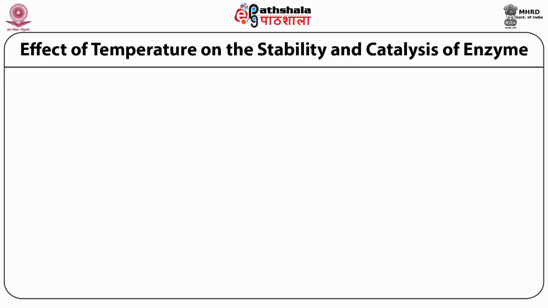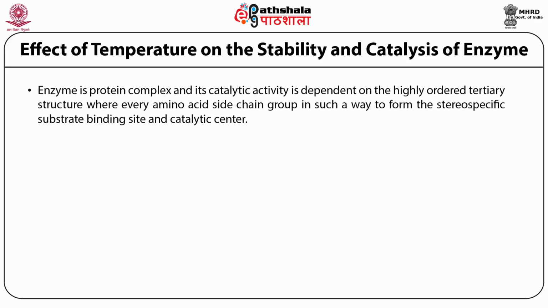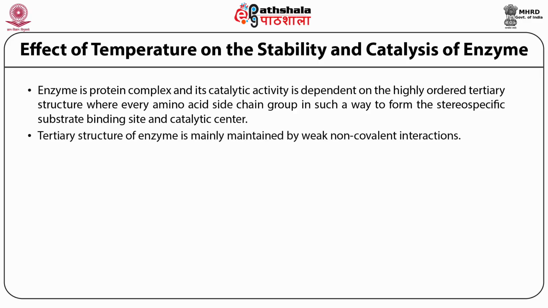After discussion of the effect of pH on the conformation of proteins and enzymes, it is important to discuss the second parameter, that is temperature. Temperature also has influence on the stability and catalysis of the enzyme. An enzyme, as you know, is a protein complex and its catalytic activity depends on a highly ordered tertiary structure, where every amino acid side chain is present in such a way that stereospecific substrate binding and catalysis take place. The tertiary structure of the enzyme is maintained by weak non-covalent interactions.